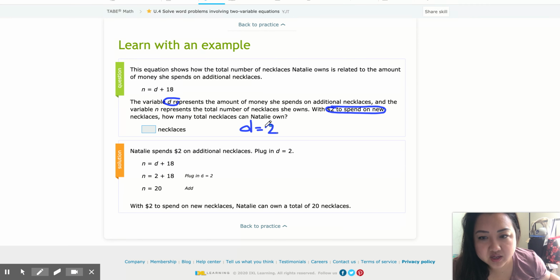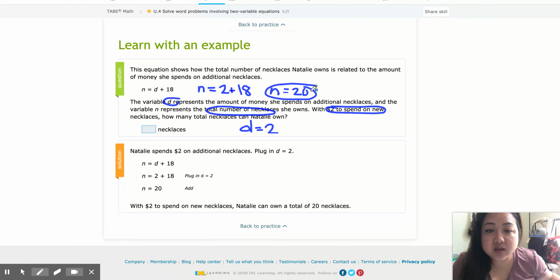If that's the case, you just plug it into the equation. So now we have N equals 2 plus 18. And then we just solve for N. 2 plus 18 is 20, so N equals 20. That means she now has a total of 20 necklaces.